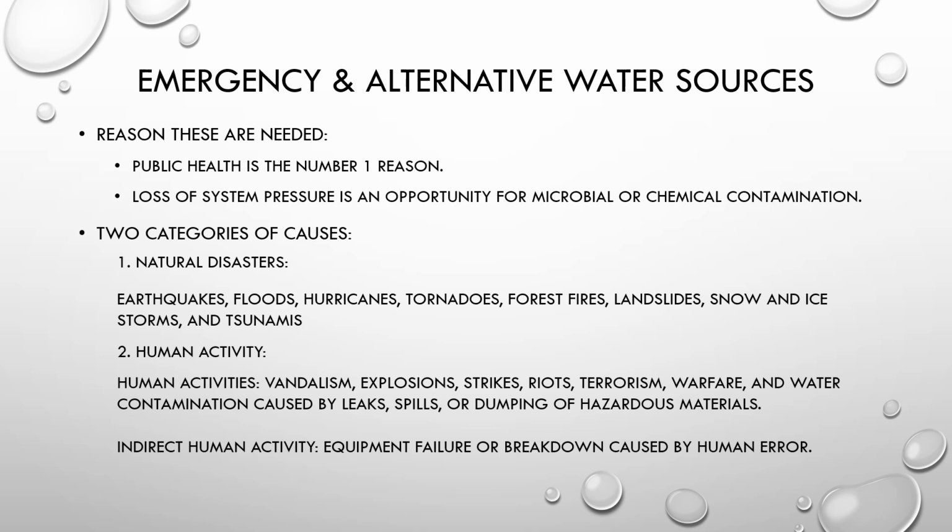And then you got indirect human activity. That can mean equipment failure, such as a backflow device that fails and water is sent out into the distribution system, or it could be a breakdown caused by human error.